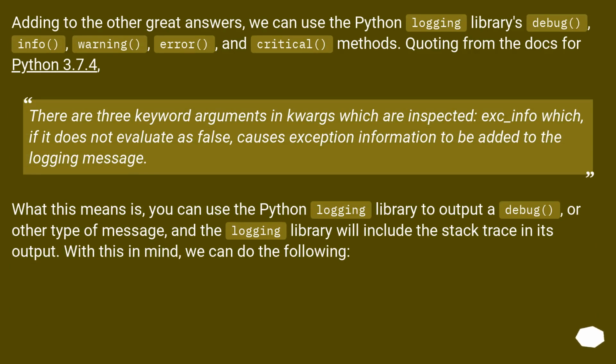Adding to the other great answers, we can use the Python logging library's debug, info, warning, error, and critical methods. Quoting from the docs for Python 3.7.4, there are 3 keyword arguments in kwargs which are inspected: exc_info, which, if it does not evaluate as false, causes exception information to be added to the logging message.